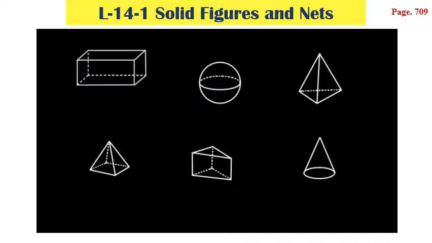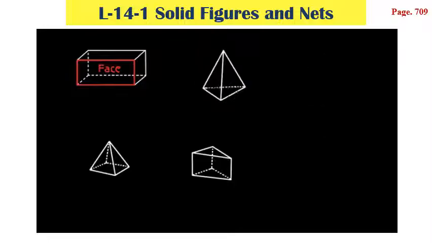These are all three-dimensional shapes. Some of them can be classified as polyhedrons. What is a polyhedron? Well, polyhedrons are made of flat polygon-shaped surfaces called faces. A cone does not have flat polygon-shaped faces, so it is not a polyhedron. A sphere is also not a polyhedron. But these shapes all have polygons for faces, so they are all polyhedrons.